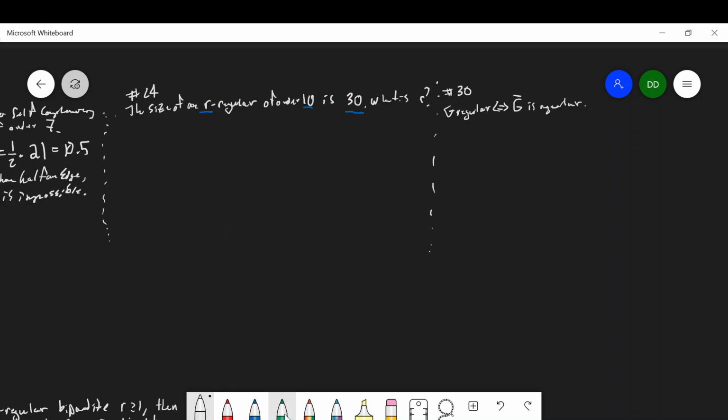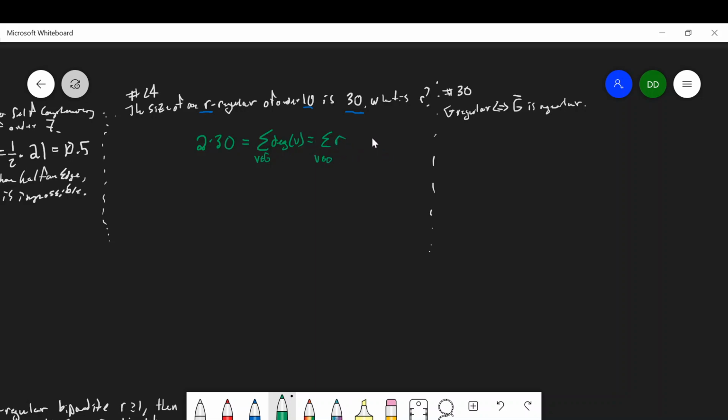So I know that twice the number of edges is the sum of the degrees of the vertices. I'll just write V and G there and understand that that means all vertices in the graph. And so when I add up the degrees, well, every one is degree R, right? So this is the sum over all vertices in the graph, and every degree is R, so that's just R.